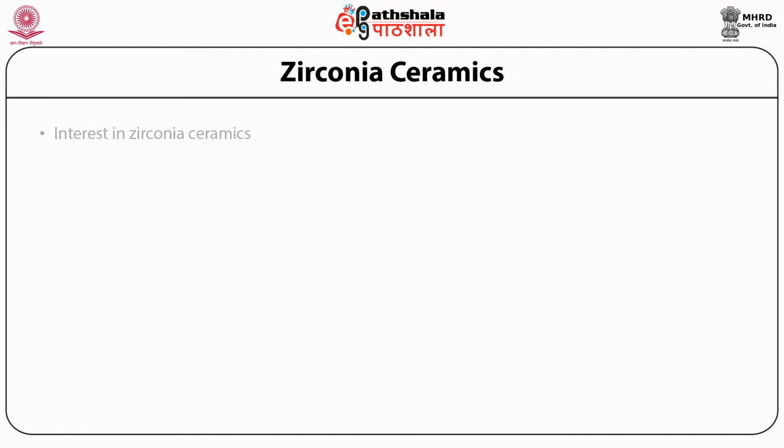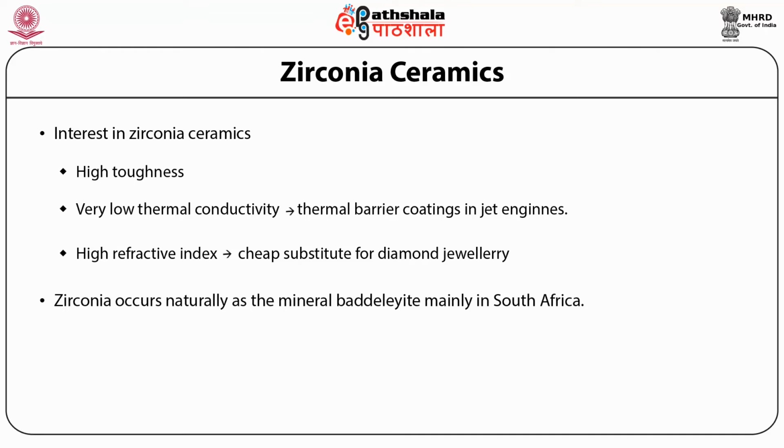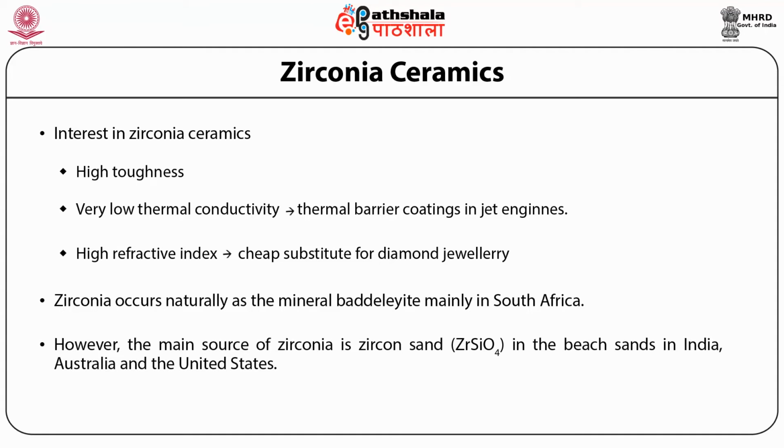Zirconia ceramics. The zirconia ceramics are of interest due to the high toughness that can be achieved in them and also due to their very low thermal conductivity, which makes them very useful in thermal barrier coatings and applications such as coating inside the chamber of a jet engine. Due to its high refractive index, zirconia is also used as a cheap substitute for diamond in jewelry. Zirconia occurs naturally in the mineral baddeleyite, mainly in South Africa. However, the main source of zirconia is zircon, ZrSiO4, in the beach sands in India. However, it is also found in Australia and the United States.